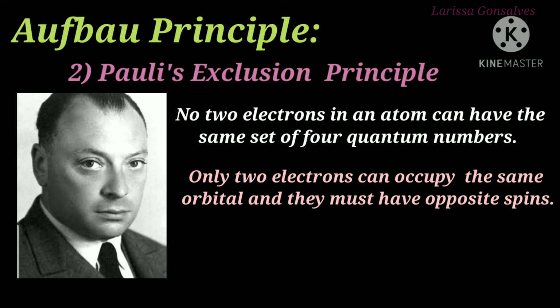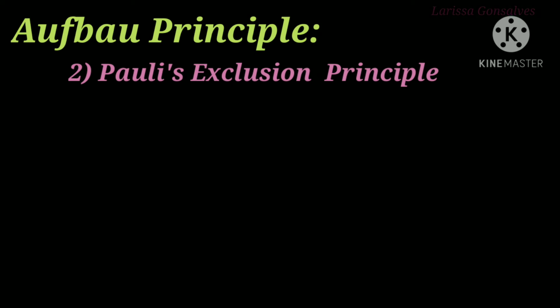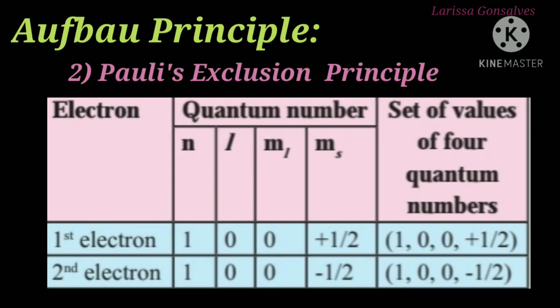Let us understand this with the help of the table here. You have the first electron and the second electron. We have to find out the quantum numbers n, l, ml and ms. n stands for the principal quantum number, l stands for the azimuthal quantum number, ml is the magnetic quantum number and ms is the spin quantum number. For the first electron, the value of n is equal to 1, and similarly for the second electron the value of n is equal to 1.